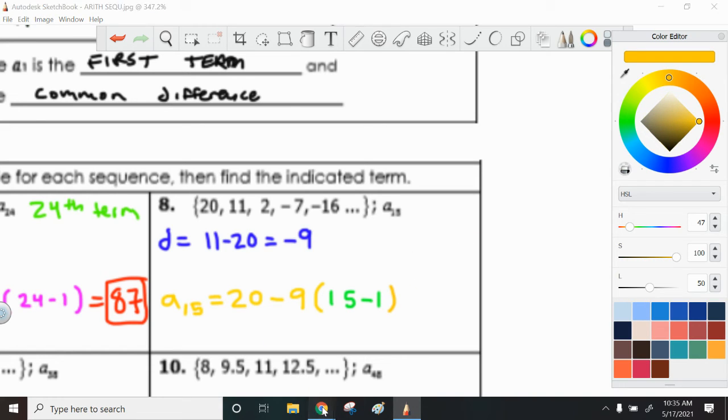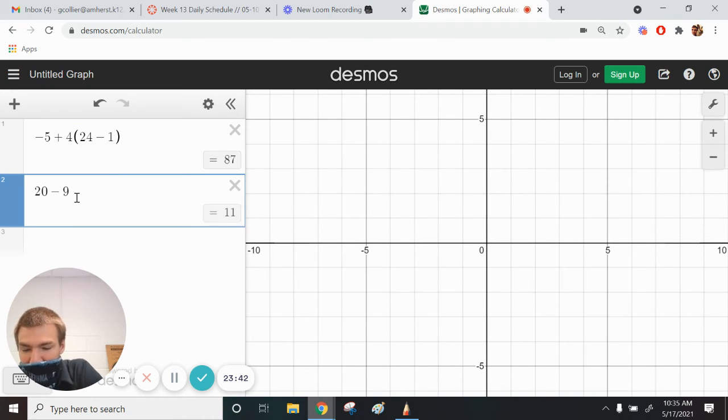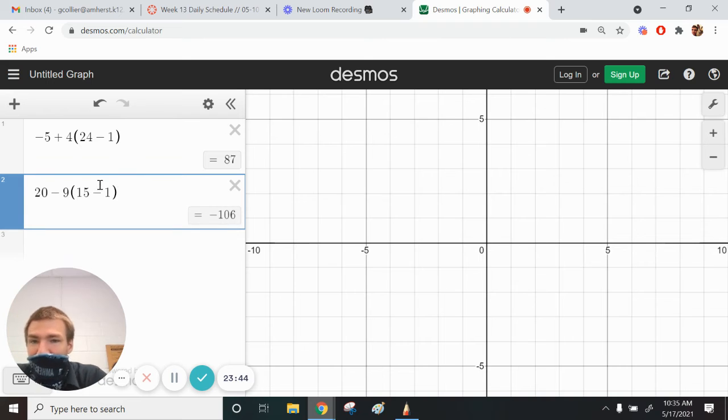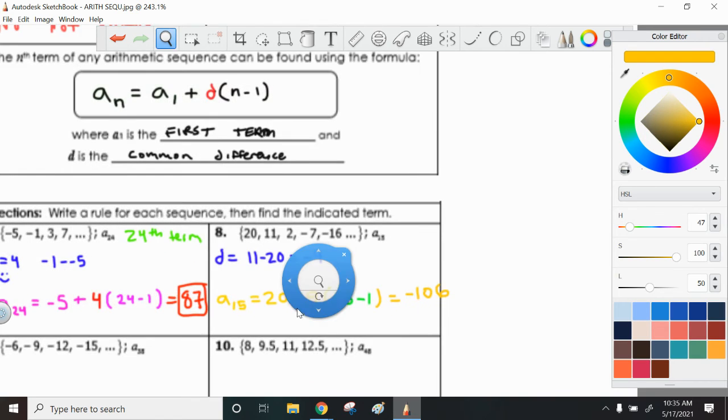Typing that in, I'm just going back to Desmos. I'm doing 20 minus 9, repeated 15 minus 1 times. -106. And that makes sense, right? Our number is getting smaller, smaller, smaller. It's going down by almost 10 every single time. -106 is totally legit.